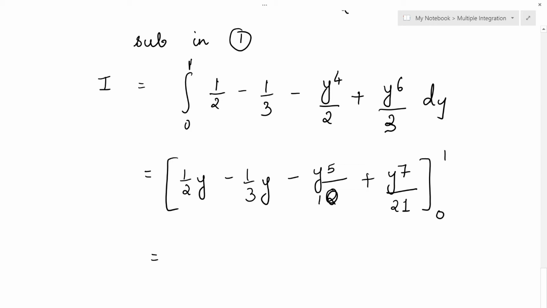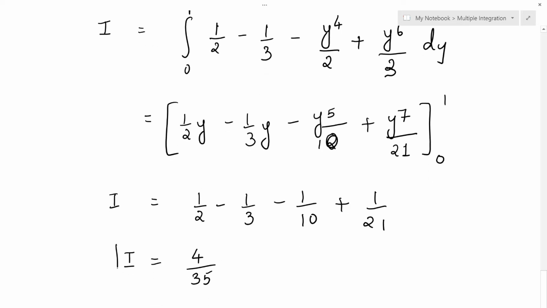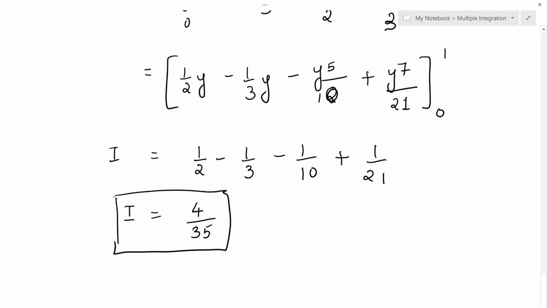So if I substitute the limits, that will be 1 by 2 minus 1 by 3 minus 1 by 10 plus 1 by 21. Okay, so after simplifying, you can check the answer is 4 by 35. This was a simple sum that I took. Let us take one more sum where limits of integration are directly given to you.